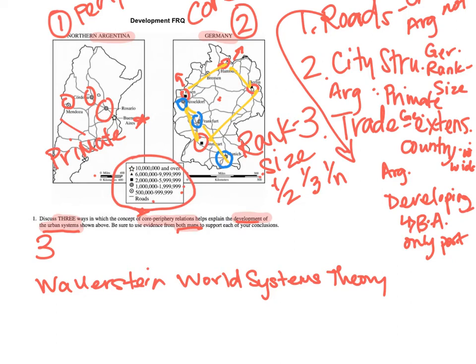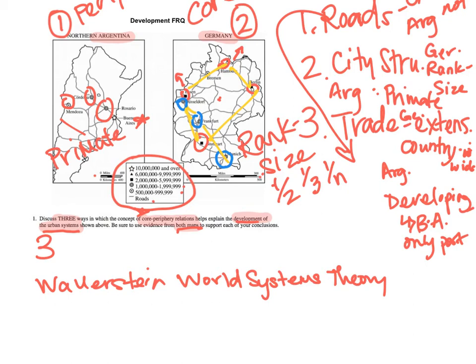The city structures for Germany follow the rank size rule, which makes more sense for a core country, whereas Argentina has a primate city. That is a primate city example because you find primate cities, again, in periphery or developing countries. Okay, so you would answer all of these components in that core periphery lens. Now, these are three. If you looked in the rubric, which most of you did because that was part of your assignment, the rubric goes into additional things that you could talk about.